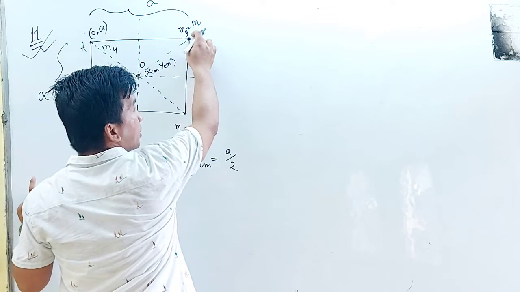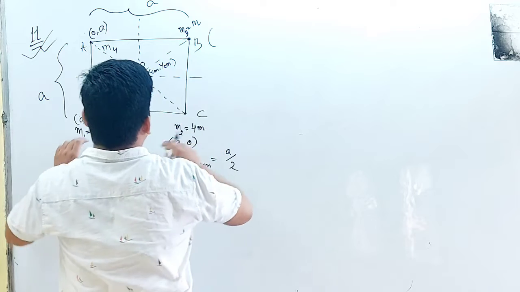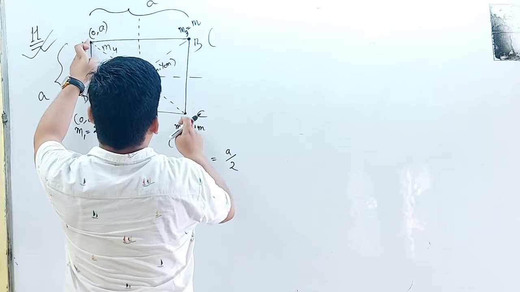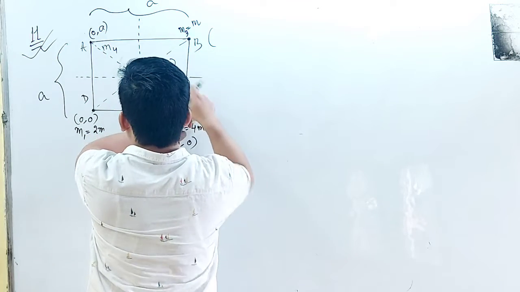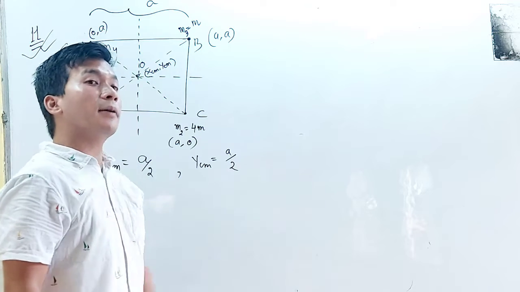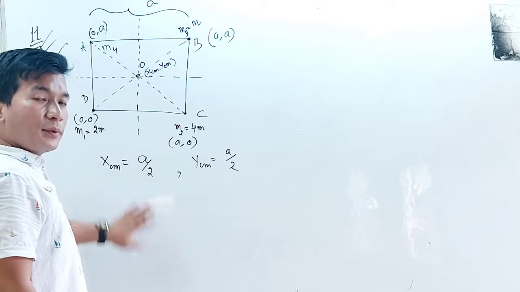And what about this? The coordinate will be this is at a distance A, and this is at a distance A, so A, A. Do you understand up to here?